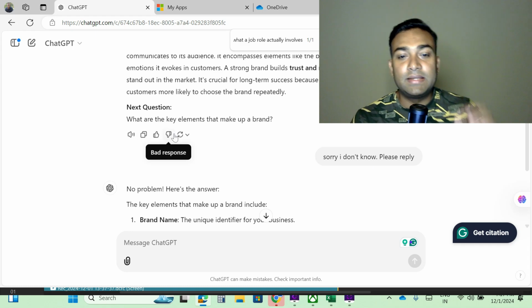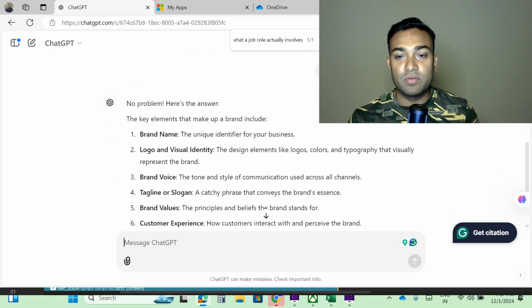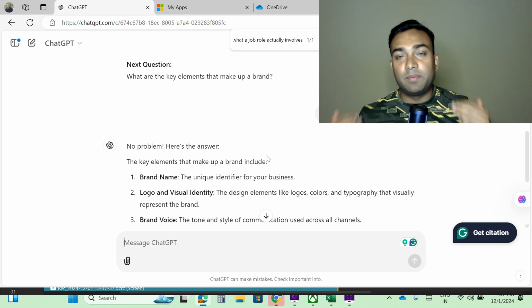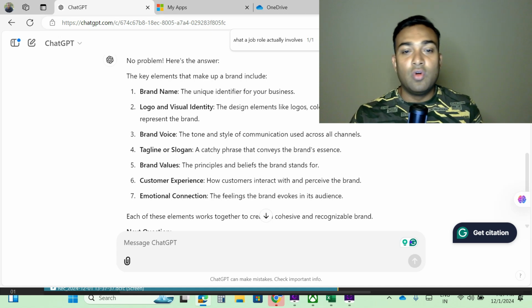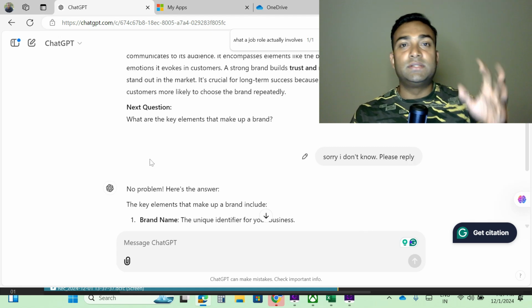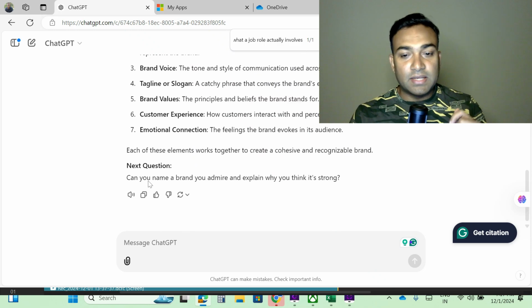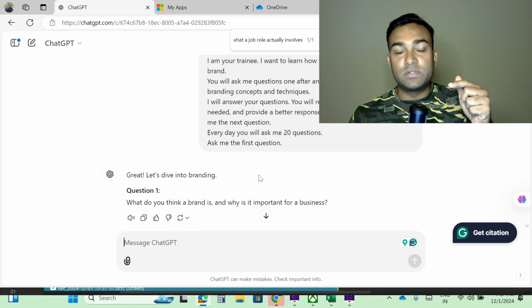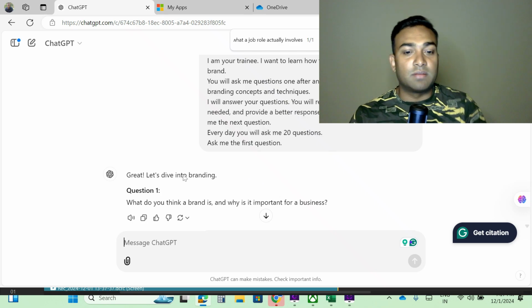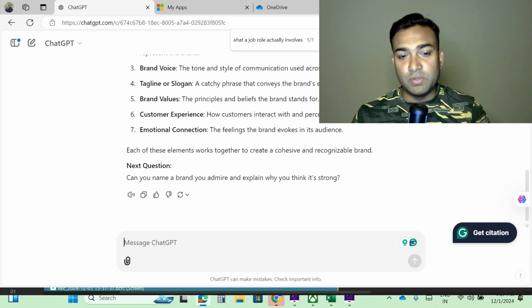So what are the key elements that make up a brand? Then here is the answer. So I said I don't know, please explain or please give me the answer. Then ChatGPT has clarified all the detailed information. So as of now, I also know what a brand is, why it is important, and what the key elements are. Like this, it is asking the next question, because I already informed ChatGPT that it will ask me 20 questions per day so that I can master that subject. Okay, so now it is asking me the next question.